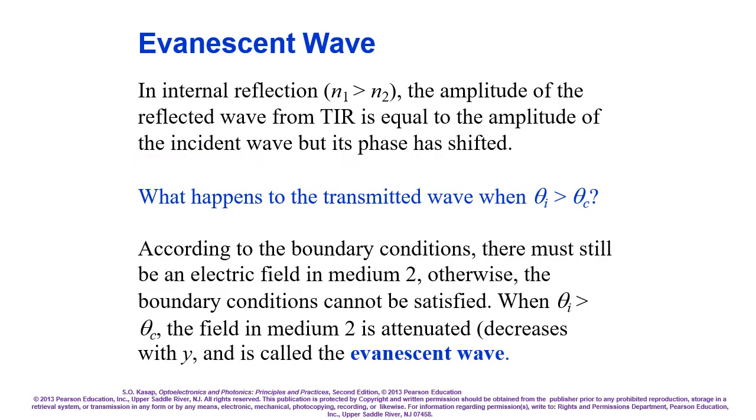Now the evanescent wave. In internal reflection where n1 is greater than n2, the amplitude of the reflected wave for TIR is equal to the amplitude of the incident wave, but the phase has shifted. So what happens in the transmitted wave when theta I is greater than theta c? According to the boundary condition, there must still be an electric field in medium 2, otherwise the boundary condition would not be satisfied. So when theta I is greater than theta c, the field in medium 2 is attenuated, that is, it decreases with y, and that is called the evanescent wave.